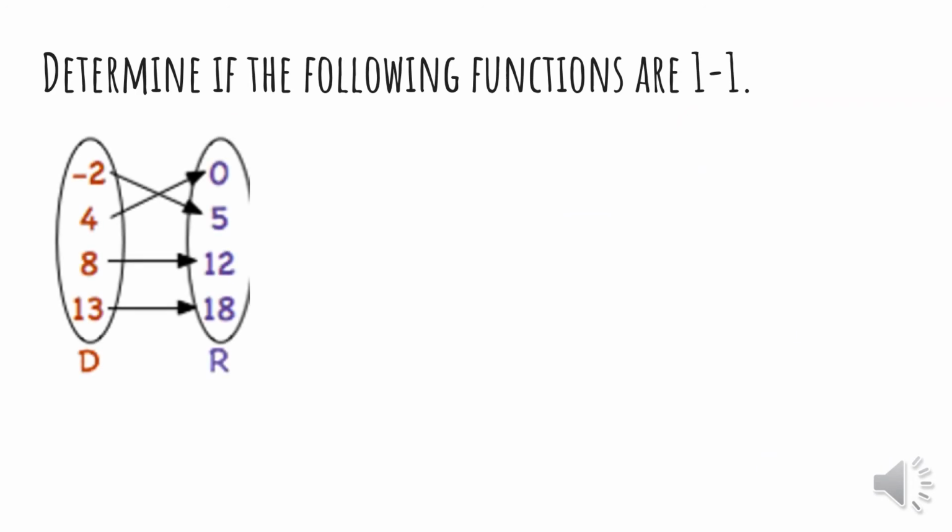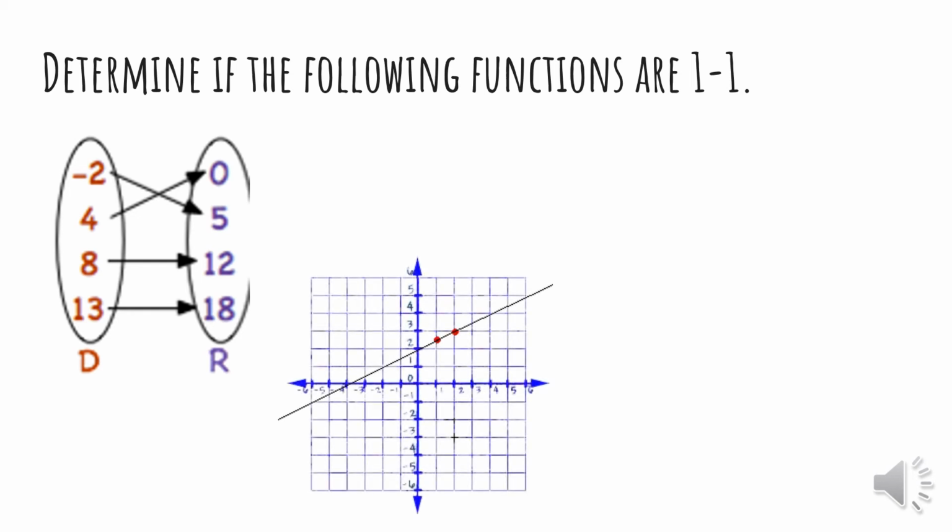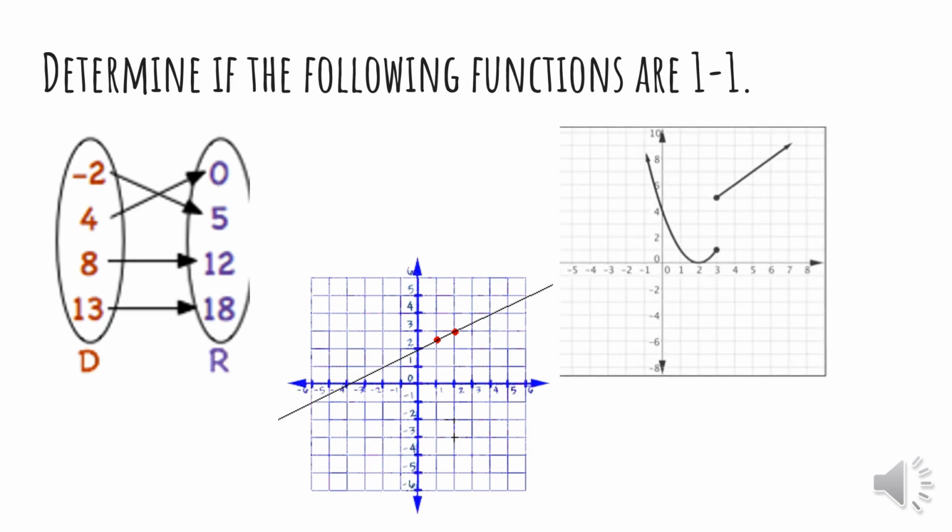Let's determine if these are one-to-one. One-to-one means that you can't have two different x's going to the same y. Each one has to go somewhere different. That interferes with our third requirement of a characteristic of a function. In this case, all of our arrows go somewhere different, so that is one-to-one. This is a linear function. If I draw the horizontal line anywhere I want, it only crosses once, so that again is one-to-one.